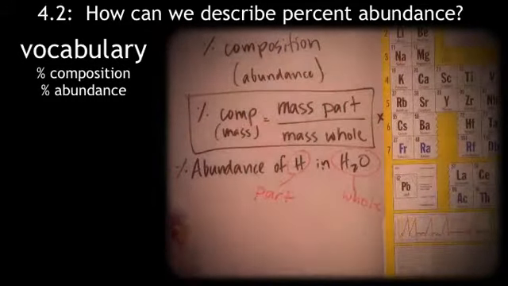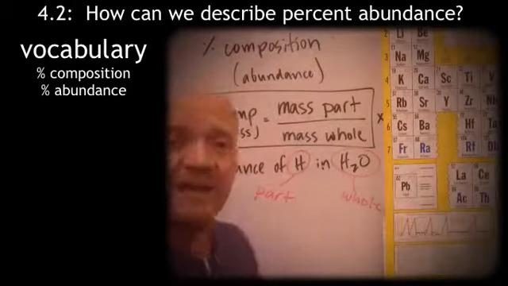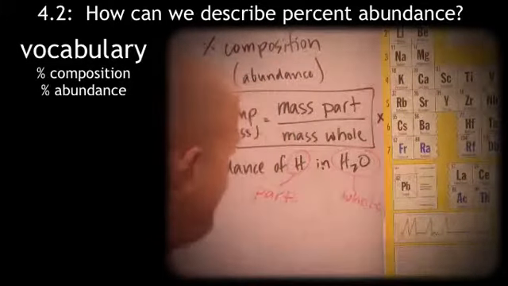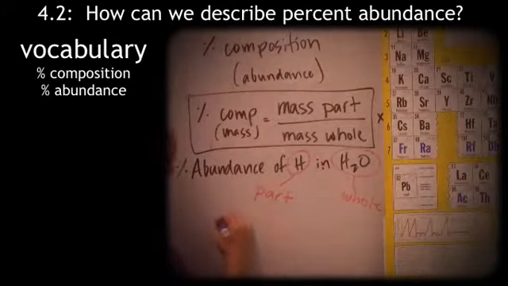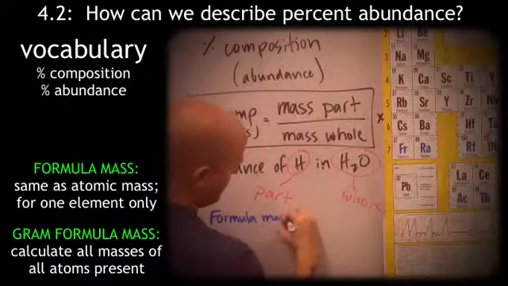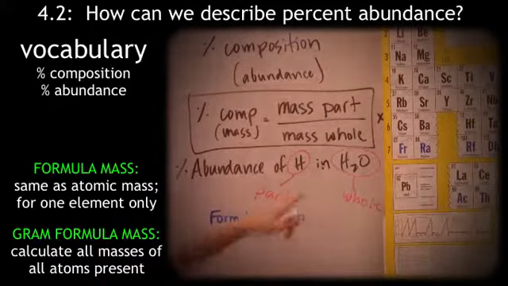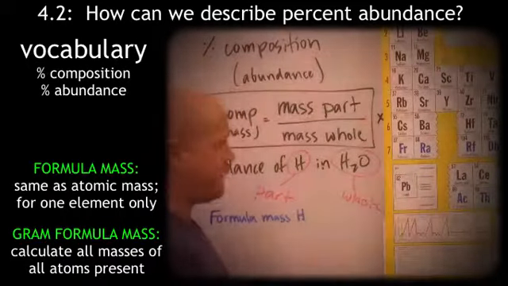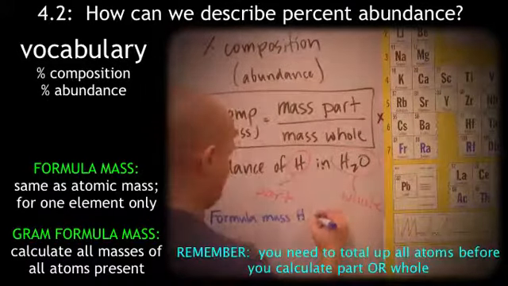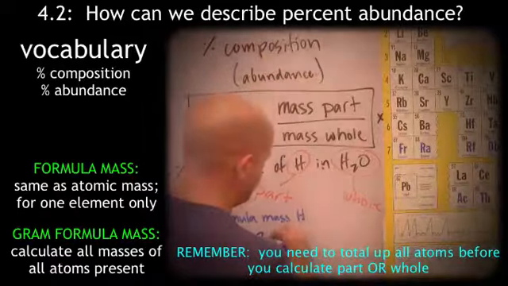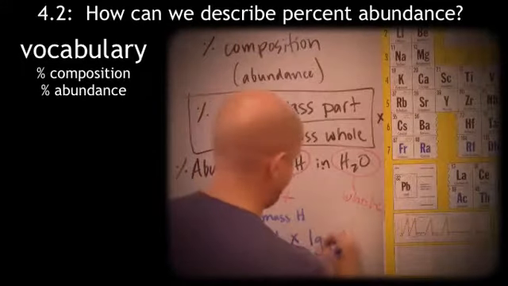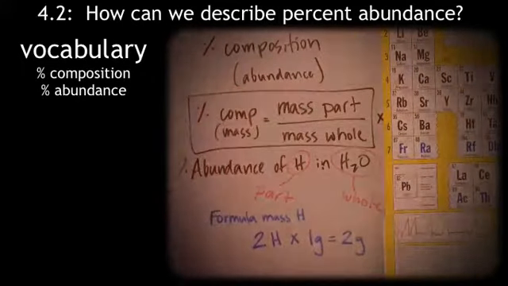Now, when we say the percent abundance of hydrogen in water, we're actually looking for the gram formula mass, or the atomic mass, of hydrogen. So we have the formula mass of hydrogen. And we look at the water. How many hydrogens do we have present in H2O? That's right, we have 2 hydrogens, times each hydrogen is 1 gram, equals 2 grams.